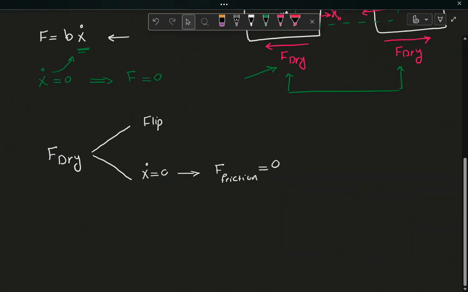Good. So I need something that can handle zero velocity. Whenever the velocity is zero, it's going to make the friction force zero. Okay. So here's the question. How can I get such a valuable representation or model?